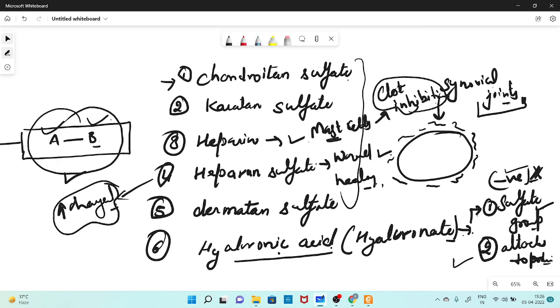So these are the important heteropolysaccharides you should know about, and they are present in the body and very important. Number one is hyaluronic acid, which is present in the synovial fluids or in joints, right? It does not have any sulfate group, and it does not attach to the protein. Next, heparan sulfate. It is helpful in healing, and it is highly negatively charged. Next one is heparin, which is present in the mast cells, and it is helpful for the inhibition of the clot.